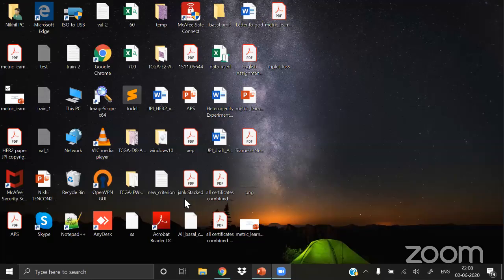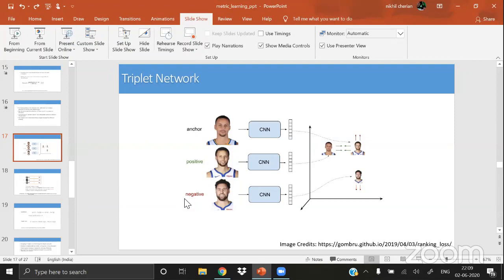We are going for a triplet loss function because in triplet loss function, we have something. Nikhil, your screen is not shared. Okay. Are you sharing your screen, Nikhil? Yes. Now is it shared? Yeah. Okay, now it's shared.